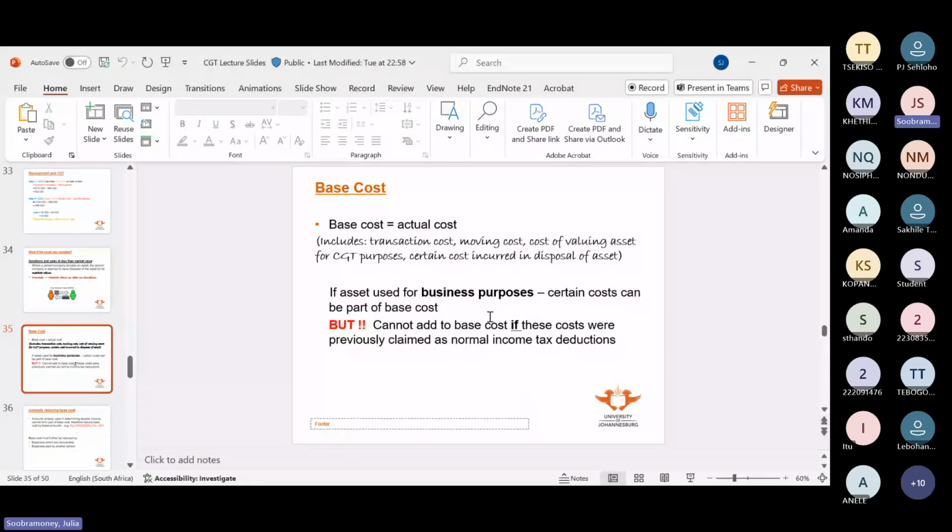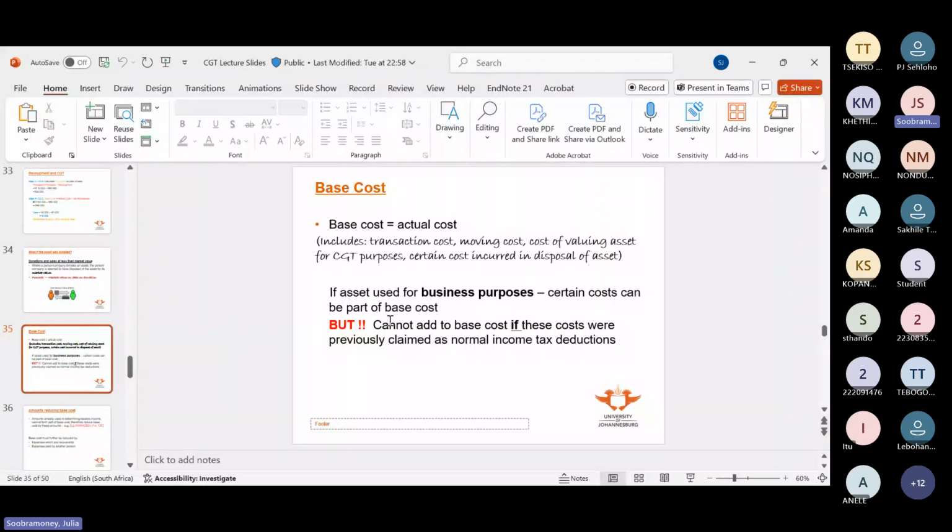All right, so let's have a look at base cost. Base cost is the cost price of the asset. I think you all know by this time what the cost price of an asset is. It's the amount that you pay. If there were any moving costs or any improvements to the asset, that is all part of the cost price of an asset. If an asset is used for business purposes, certain costs can be part of the base cost, which you all already know. Any improvements or moving costs will always be part of the base cost of the asset.